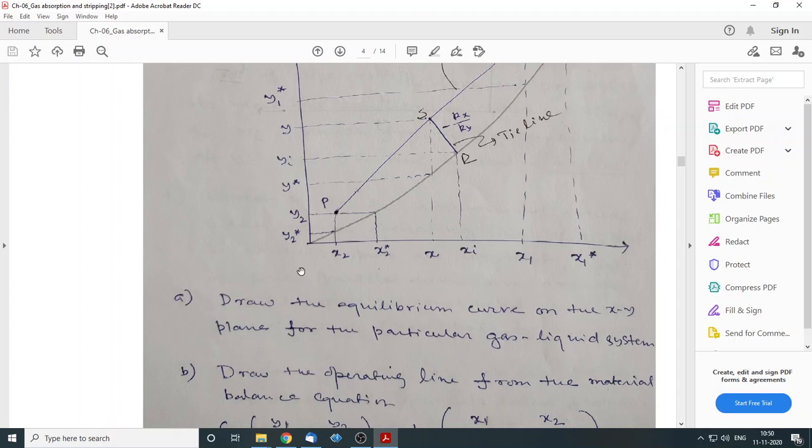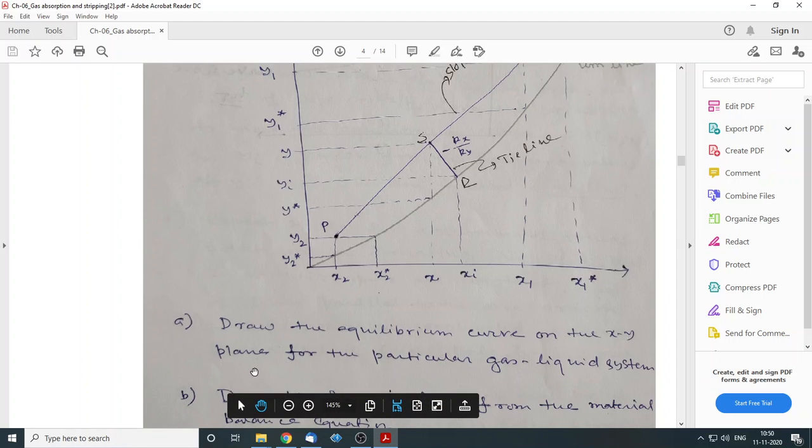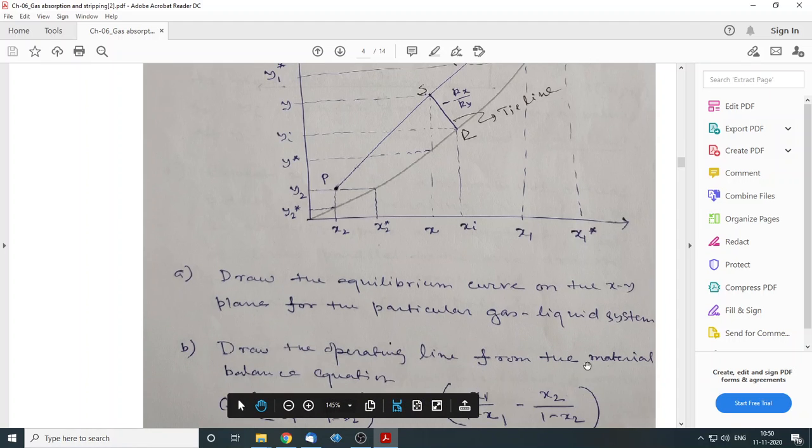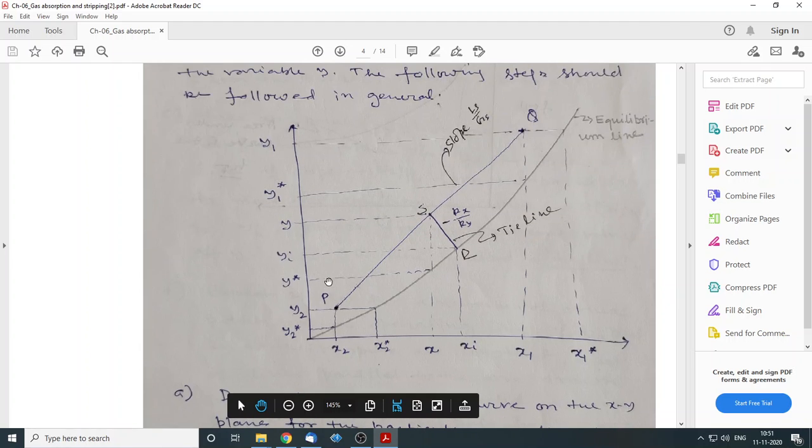First, what will you do? First, I will draw the equilibrium curve in the xy plane for a particular gas system. Then I draw the operating line with the material balance, Gs into capital Y1 minus capital Y2, and accordingly I express this in mole fractions. This way I will draw this curve.